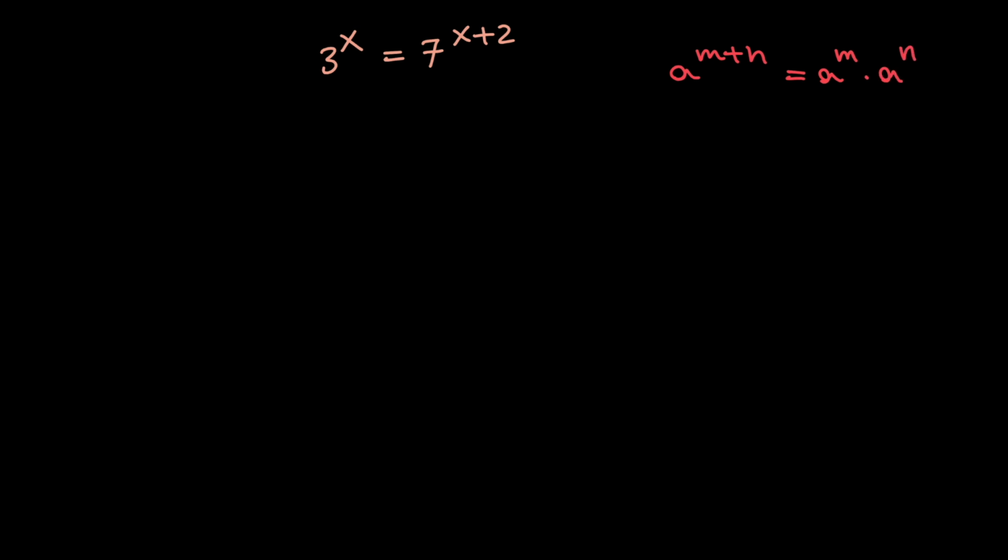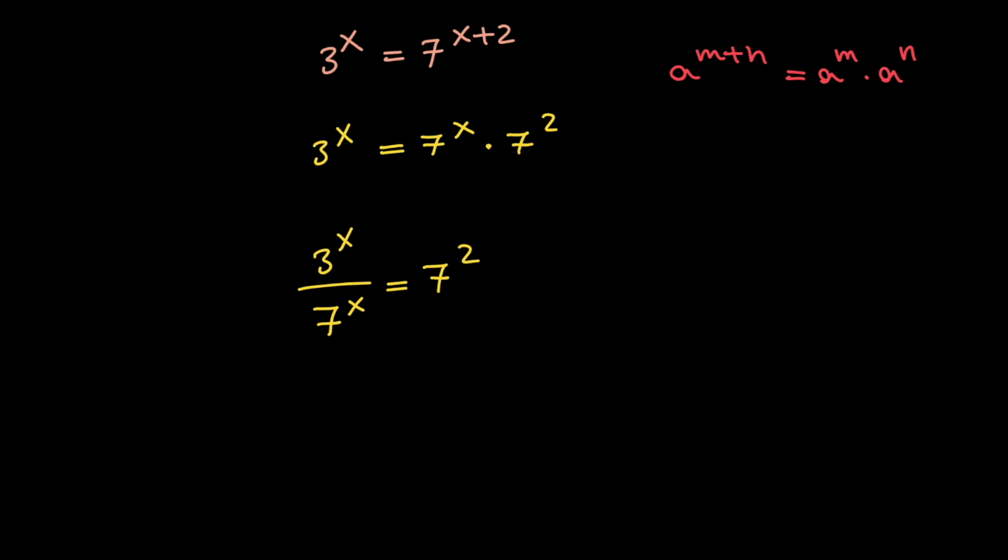So by using this on the right-hand side, I can say that we have 3 to the power of x equals 7 to the power of x multiplied by 7 squared. Next, let's go ahead and divide both sides by 7 to the power of x. So we get 3 to the x over 7 to the x equals 7 squared.